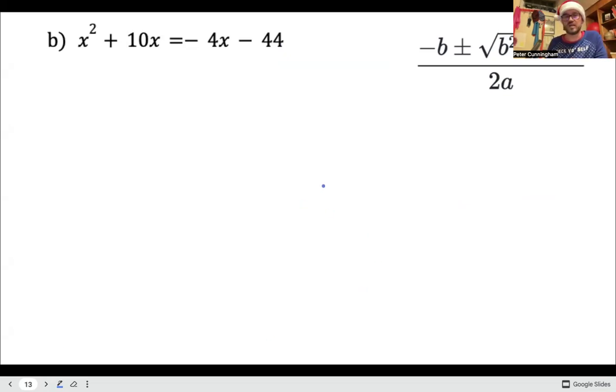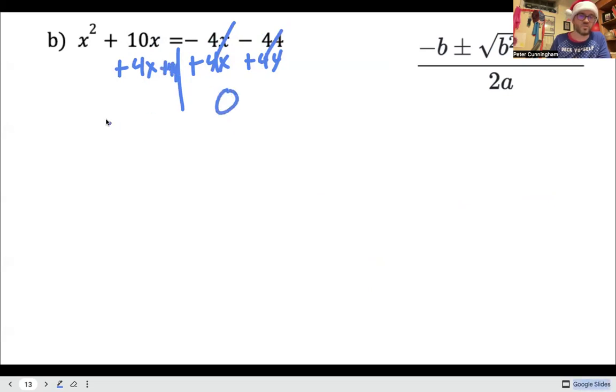Okay, I can't do A, B, C, and D if these are all spread out. I need to get everything to the left-hand side here. I need to add 4x, add 4x. Need to add 44 so that I can get rid of this side and it be 0. I need to add 44 here as well. So now I have x squared plus 14x plus 44 equals 0. And now I can actually set up my quadratic formula.